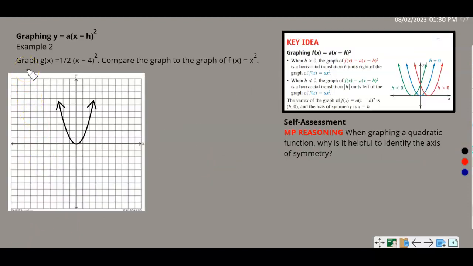All right, example 2. Graph g of x equals 1/2 times x minus 4 quantity squared. Compare the graphs to f of x equals x squared. Again, this is your parent function. This function is already graphed here.